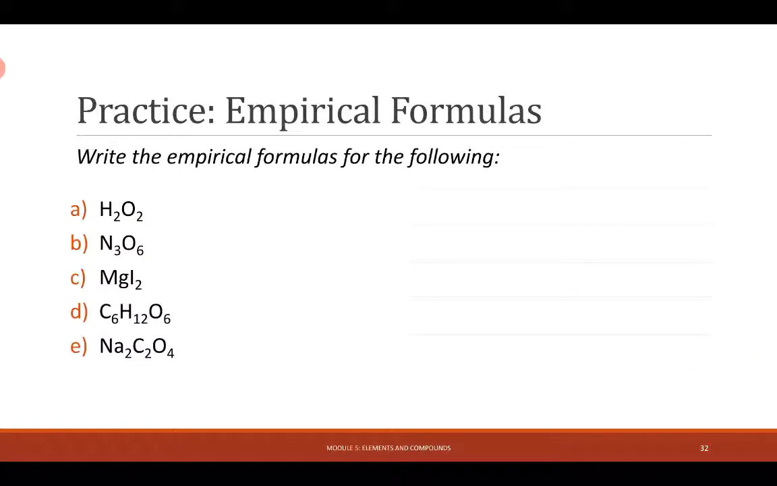Go ahead and pause the video and try to work out the empirical formulas for each of the chemical formulas given. Unpause the video when you are ready to double check your work.